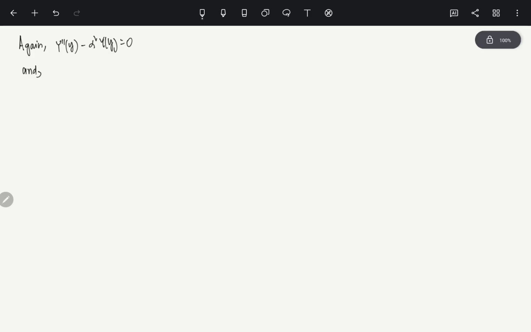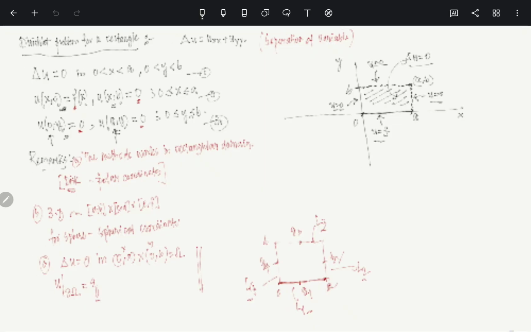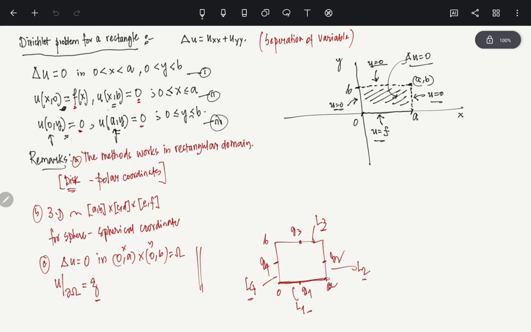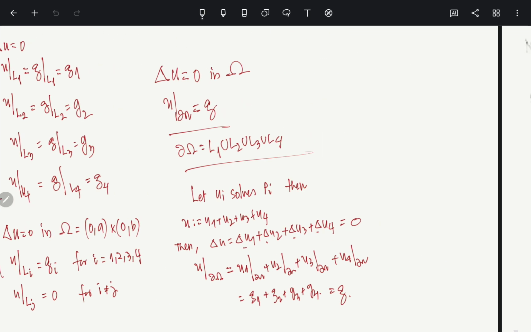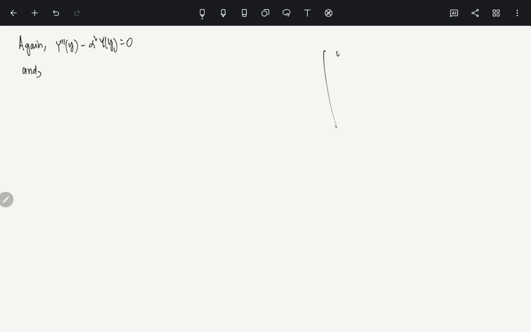See, at y equals b, u is 0. So essentially X of x times Y of b is 0. That will give you Y of b equals 0, because if X of x becomes 0, then the solution turns out to be a trivial solution. And this is given, Y of b equals 0. Clear? If you put that together, what is the solution of this problem?